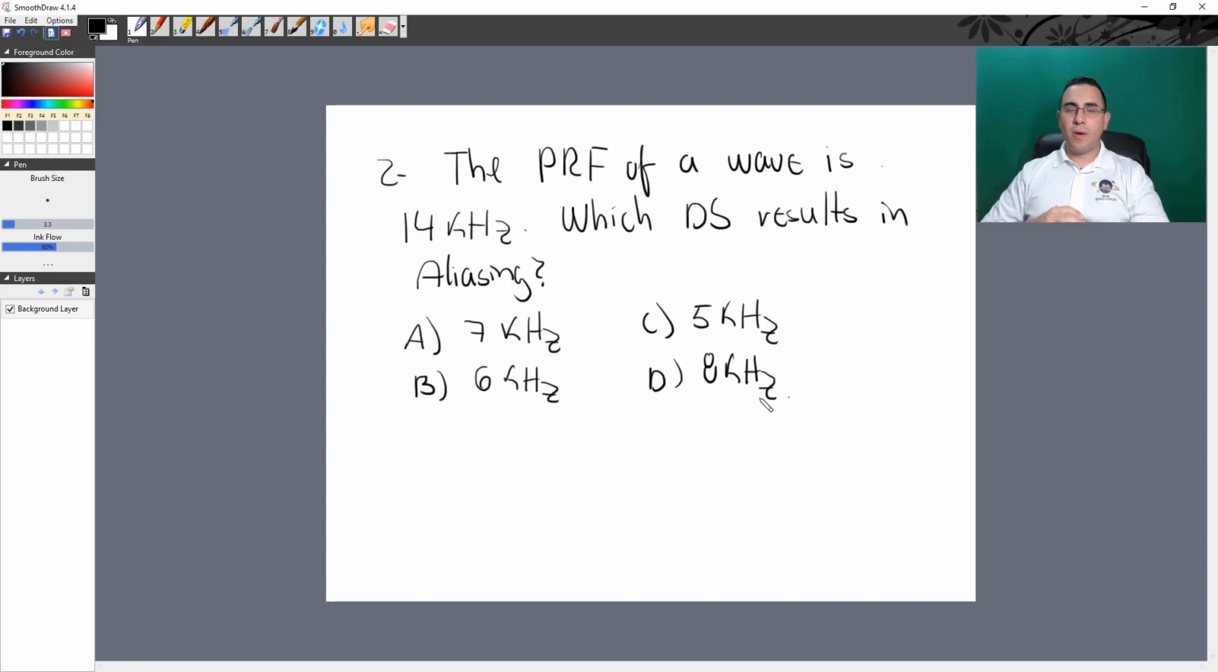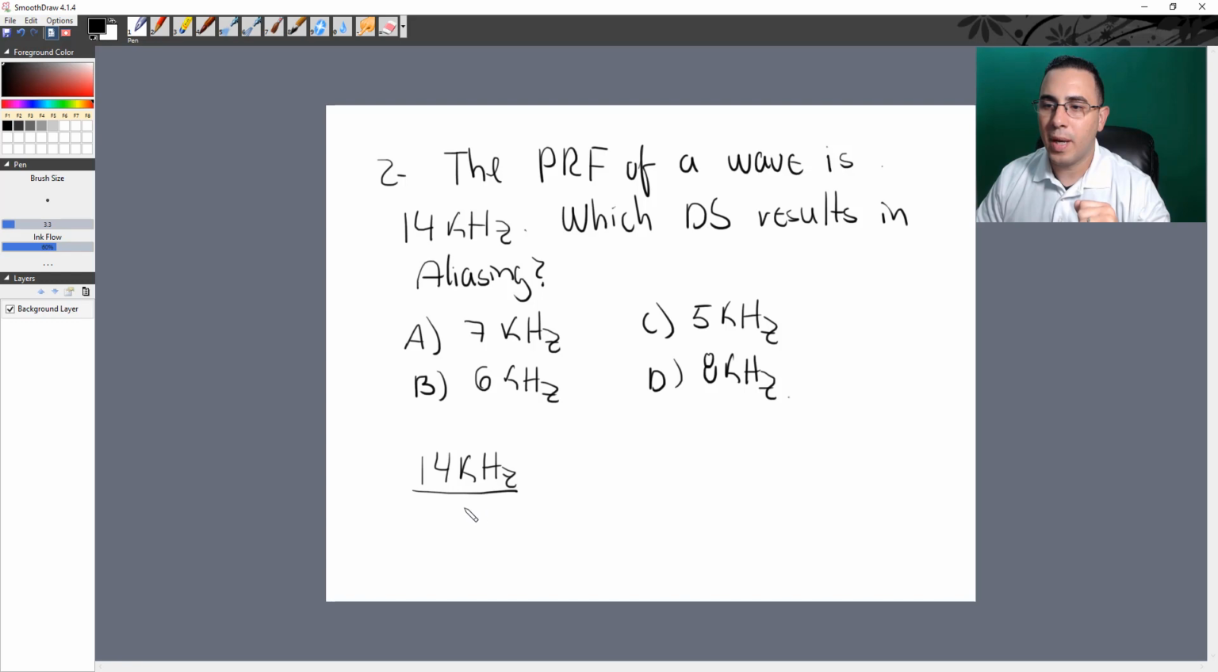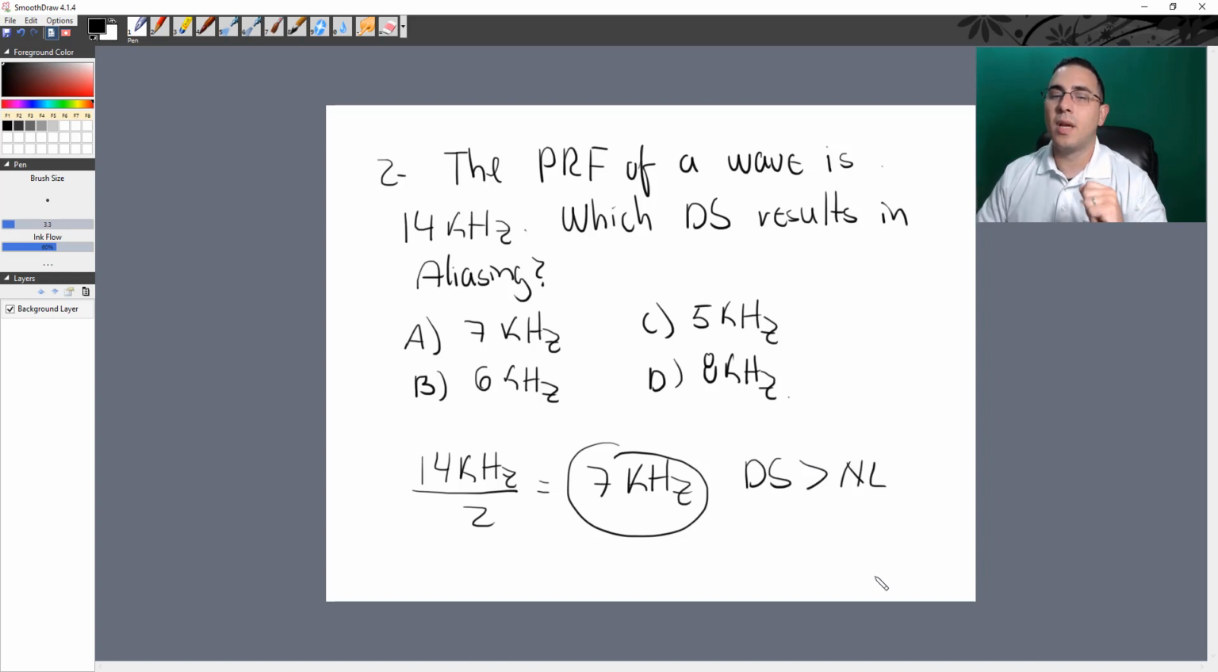Alright, so let's go this way. I'm giving you one pulse repetition frequency, so you need to find the Nyquist limit for it. The Nyquist limit will be the pulse repetition frequency, which is 14 kilohertz, divided by 2. So your Nyquist limit is going to be 7 kilohertz, okay? And remember, whenever your Doppler shift goes over the Nyquist limit is when you're going to have aliasing.